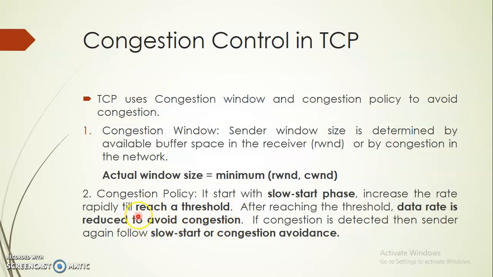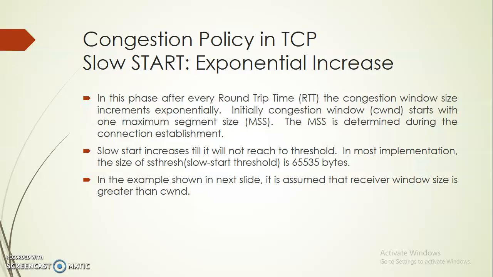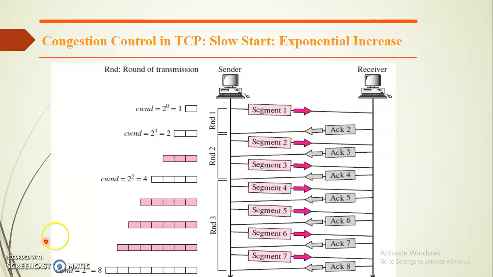What is the second phase? The congestion avoidance phase. If congestion is detected, then which phase will run, slow start or congestion avoidance? It depends on which phase we have to work in. Policy in TCP: exponential increase. In the case of exponential increase, I will show you directly in the diagram.